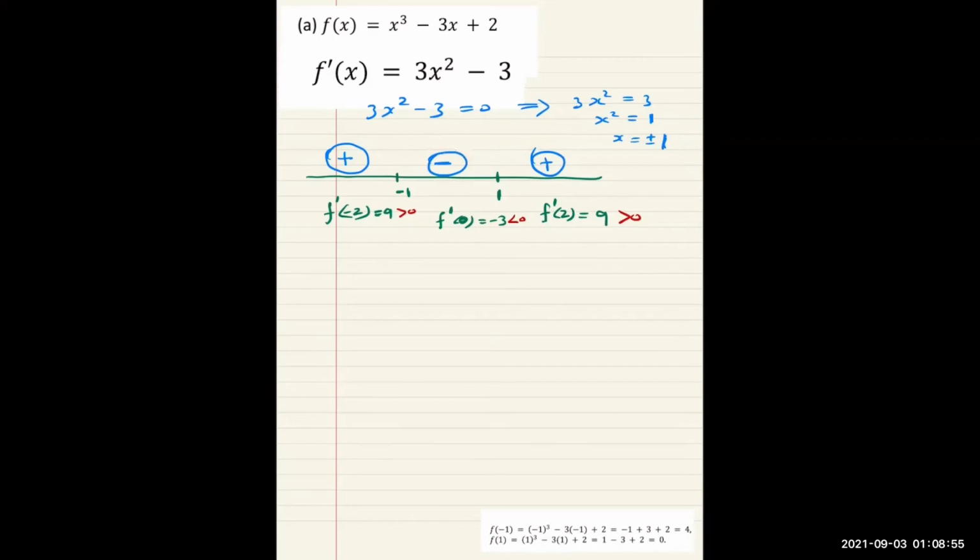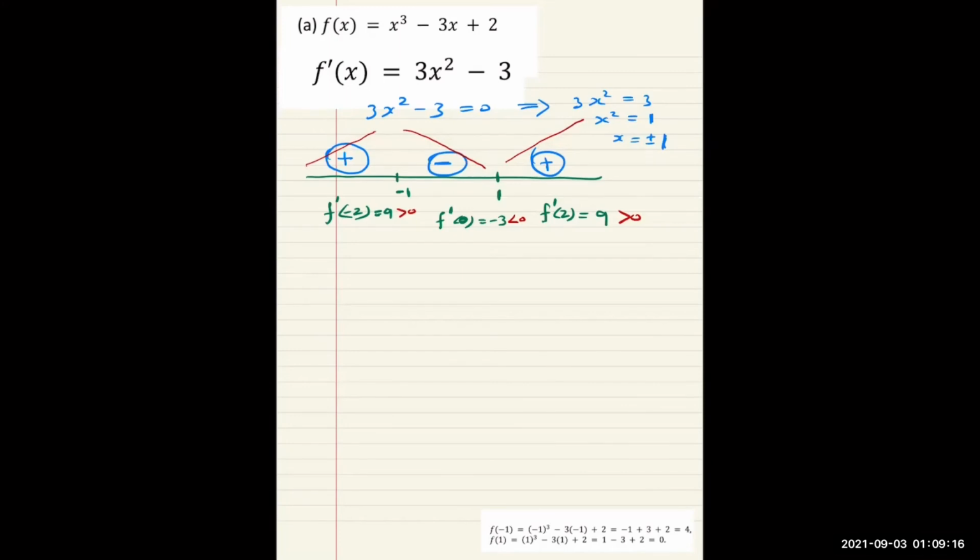I can draw the rough shape. I'll use red color like this. In this interval, it should be like this. In the last interval, it should be like this. We have a rough shape of the graph. Now, intuitively thinking, you will have a shape like this. But let's use the first derivative test to verify this.